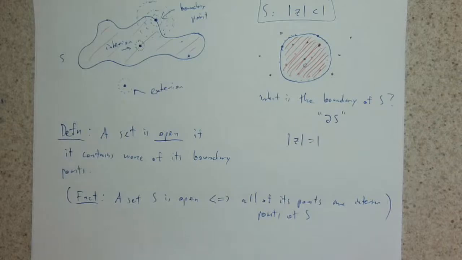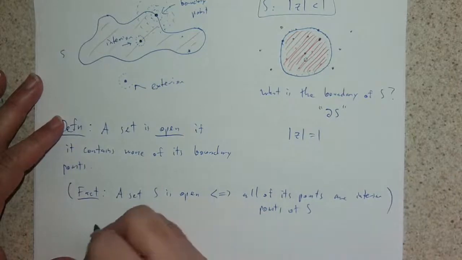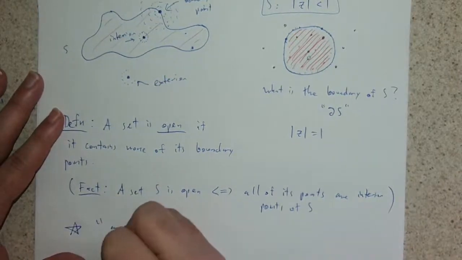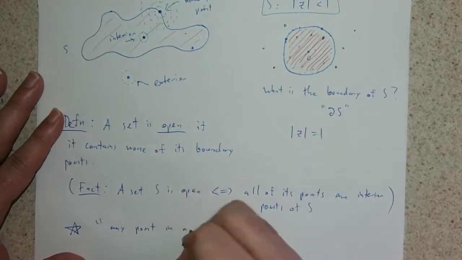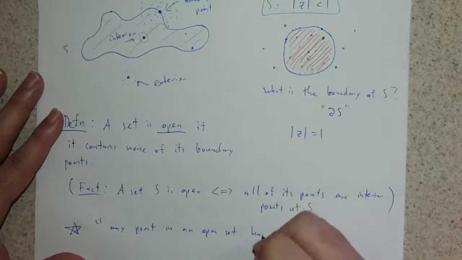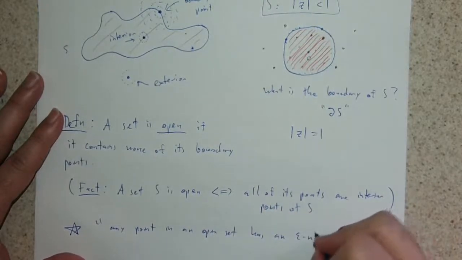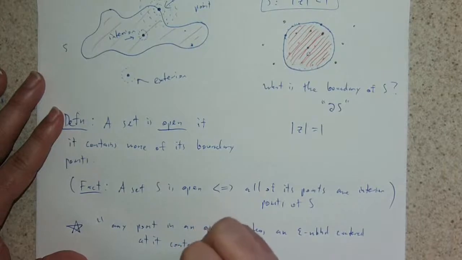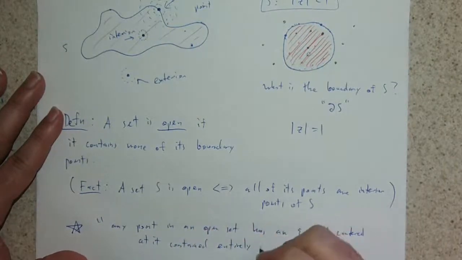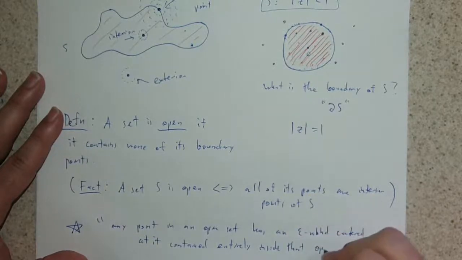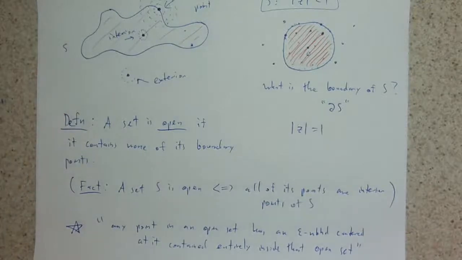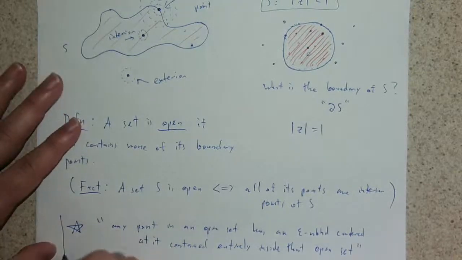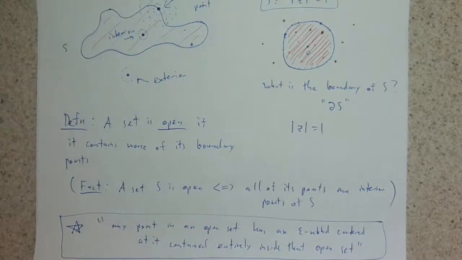Now, what this means, using the definition of interior points, is that around every single point in an open set, I have a neighborhood that contains nothing but points in that set. So basically, the main fact, I'll put a star next to this, is any point in an open set has an epsilon neighborhood centered at it, contained entirely in that set. This is the key property.